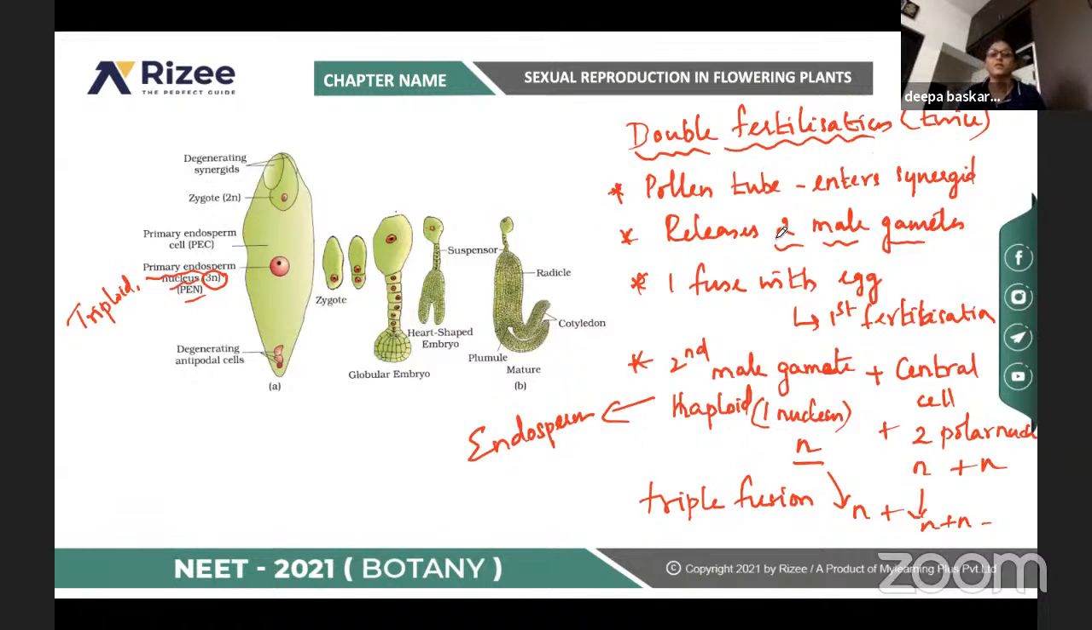From this, so many questions can be framed. In the first fertilization, one male gamete fuses with one egg cell. In the second fertilization, the second male gamete, entering through the pollen tube, fuses with the central cell. In the central cell, two polar nuclei are there, so a 3N triploid cell will be formed. That is called the primary endosperm nucleus, PEN. This is responsible for the formation of endosperm.